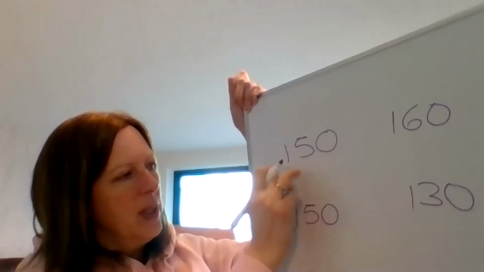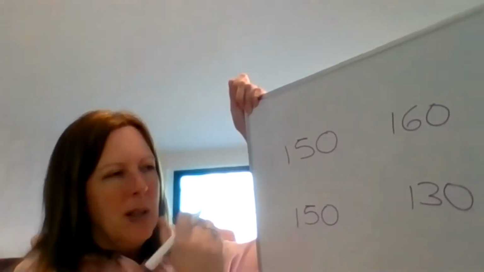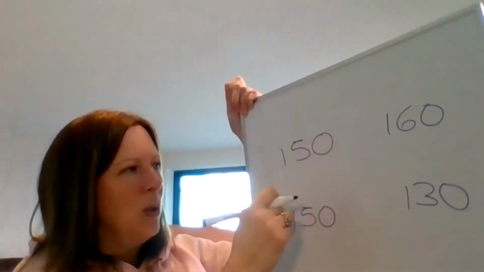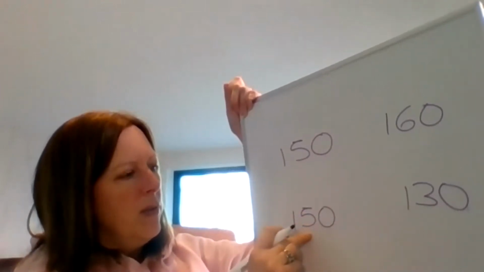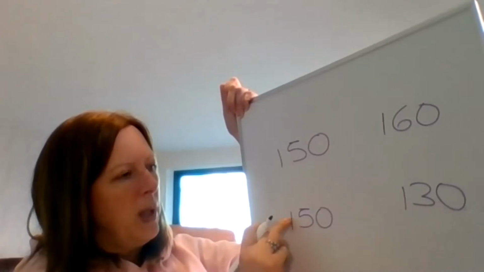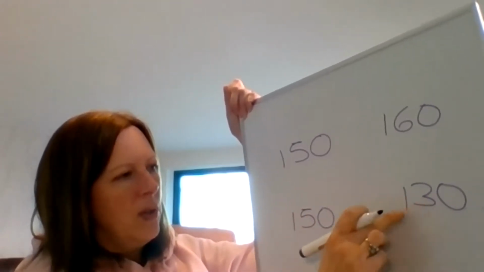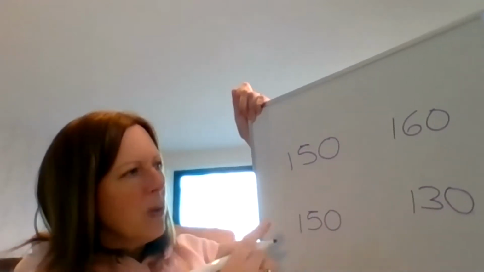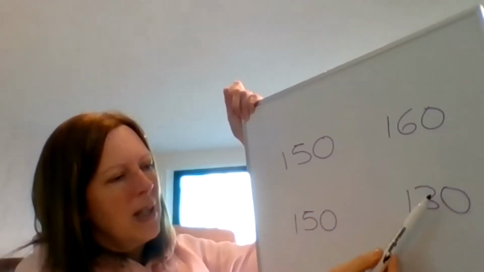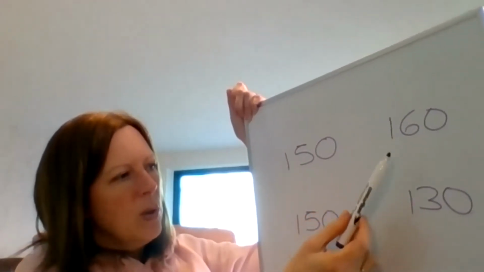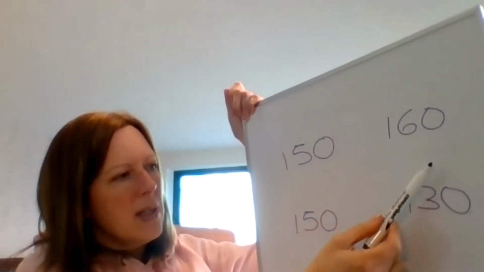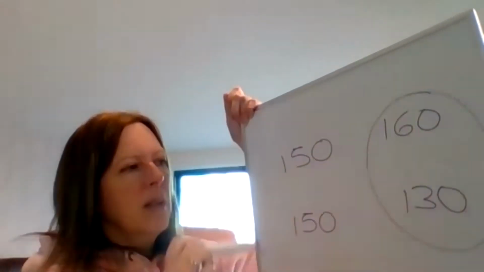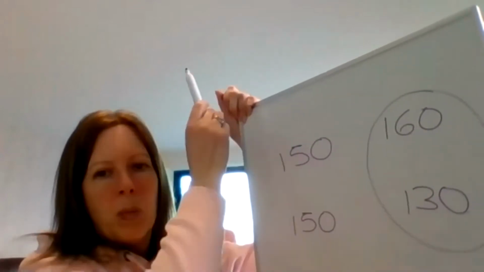So double 150, if I took those ones, well, double 100 is 200, double 50 is another 100, so that's 300, so that's too many. 150 and 130, well, that would be 200, and then 50 and 30 is 80, so that's 280. Getting close, but not quite 290. How about 160 and 130? So 200 and then 60 and 30 would be 90. So 290. So actually, it would be those two numbers there.